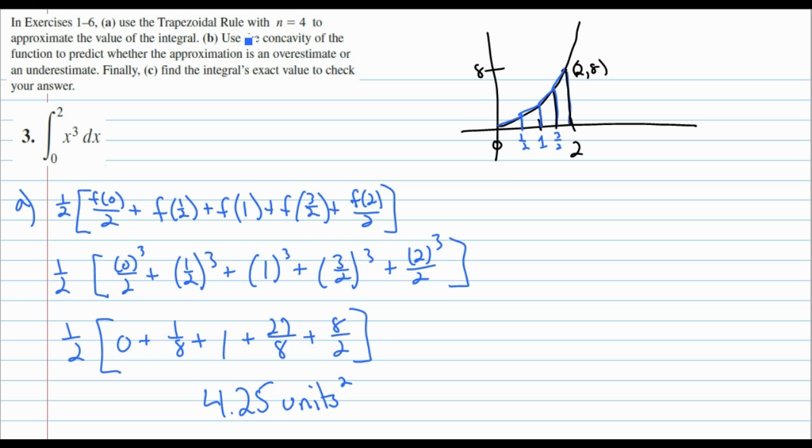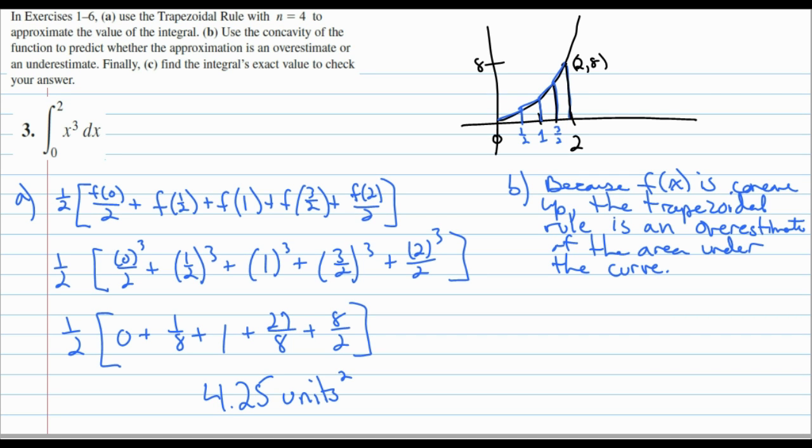Part B says use the concavity of the function to predict whether the approximation is an overestimate or underestimate. Well, the concavity, this is going to be concave up. So my trapezoids are going to overestimate, and you can kind of see in my drawings there's a little bit of white space in there. It's an overestimate if you want to magnify it or exaggerate it. If something is really concave up, if you draw a trapezoid, the top of that trapezoid is going to overestimate the area under the curve.